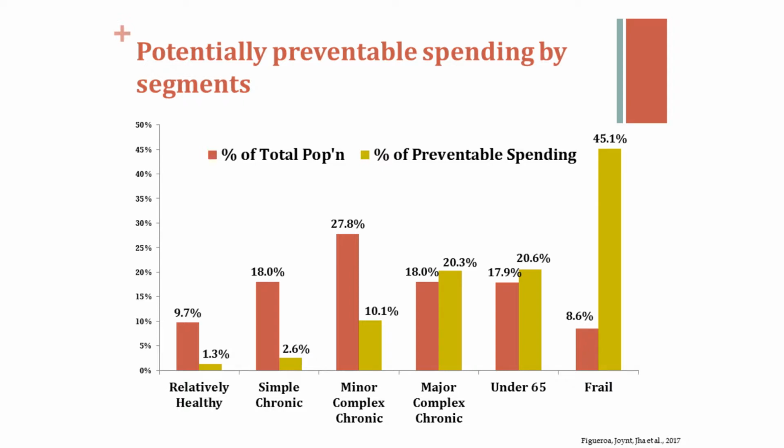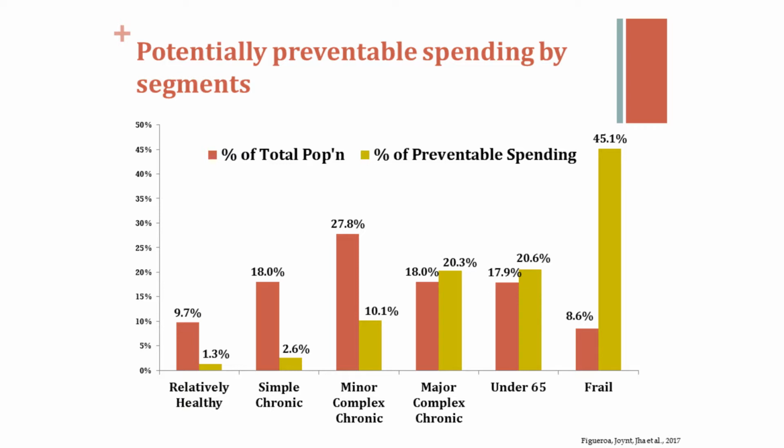So we added up all the dollars for ambulatory care sensitive conditions, and then we asked a simple question: what proportion of that spending is related to one of the 6 segments? There are going to be 2 bars: the proportion of the segment's group related to the total population. So here, the relatively healthy make up 9.7% of the population and spend 1.3% of potentially preventable spending related to acute care ambulatory conditions.